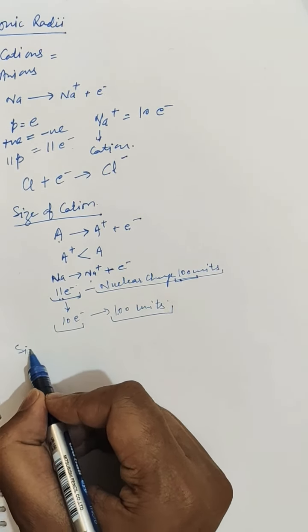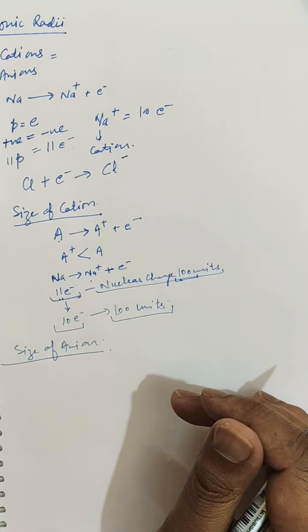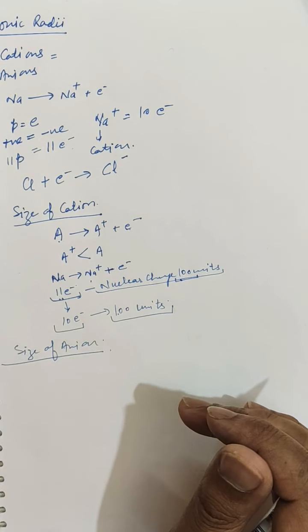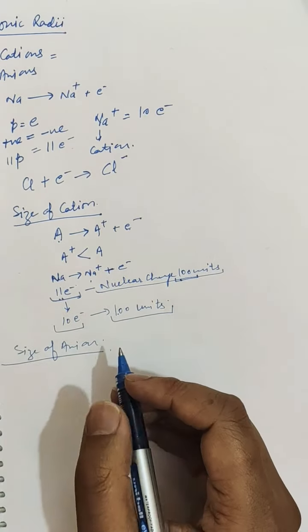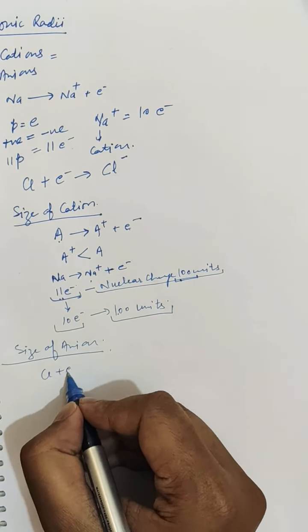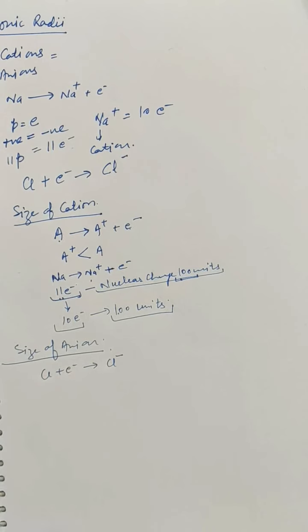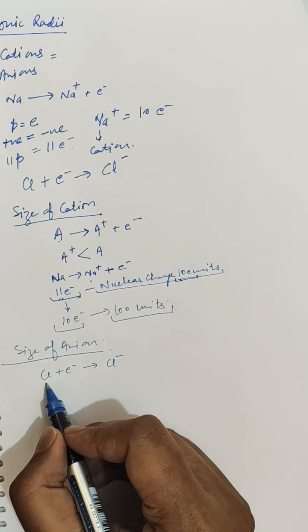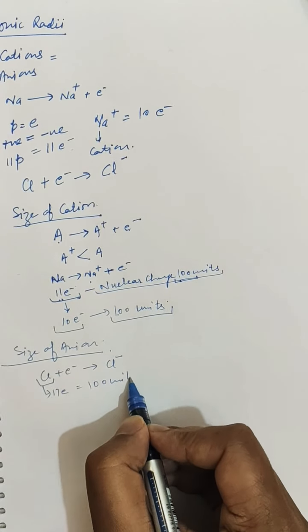Similarly, in case of the size of an anion, in general, the negative ion or anion is always larger than the corresponding atom. The negative ion is formed by the gain of one or more electrons in the neutral atom. Suppose chlorine is a neutral atom and it gains an electron and gets converted into the chloride anion. The number of electrons increases while the magnitude of nuclear charge remains the same. Similar case here. Earlier, in case of chlorine, there were 17 electrons which were filling 100 units of nuclear charge.